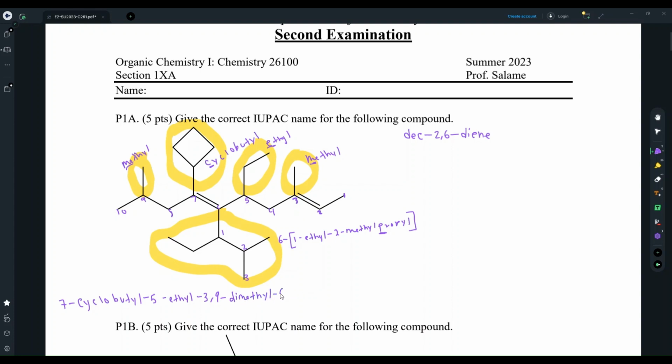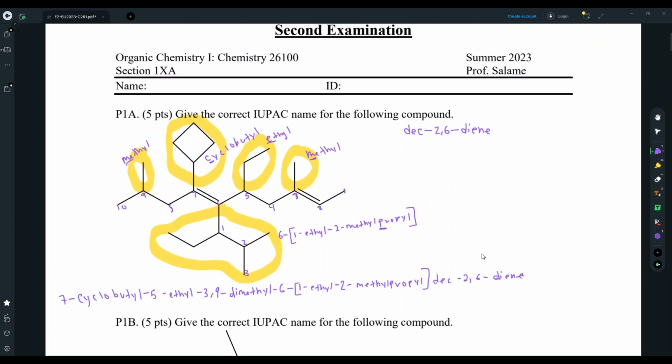Then we're going to do our final one, 6 dash bracket 1 dash ethyl dash 2 methyl propyl. Then we can just write dec dash 2 comma 6 diene. Okay, so that is the parent name I got. And if it looks different from yours for whatever reason, just let me know, and maybe we can compare answers and see where the difference lies.